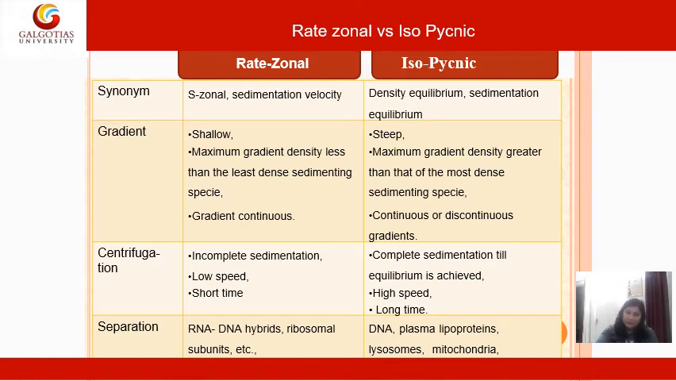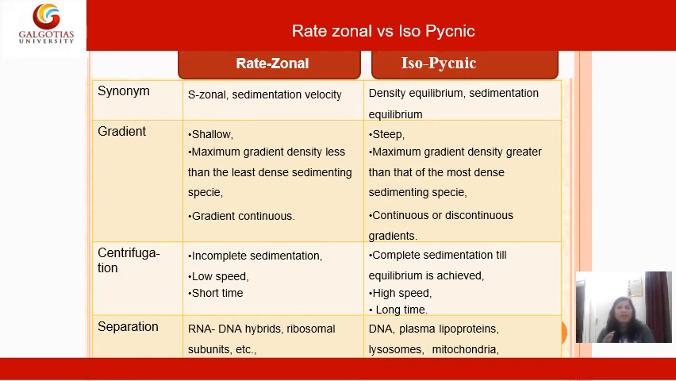Same for isopycnic. This is also known as the density equilibrium and sedimentation equilibrium. Now gradient. In case of rate zonal, we have a shallow gradient, with maximum gradient density less than the least dense sedimenting species, and the gradient is continuous. Continuous means the gradient is increasing from top to bottom. So we have the lesser density zone at the top and the highest density at the bottom.